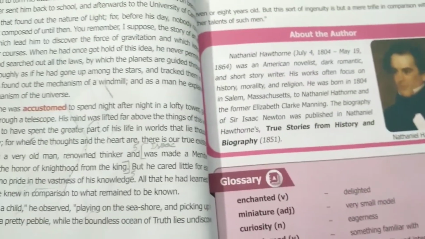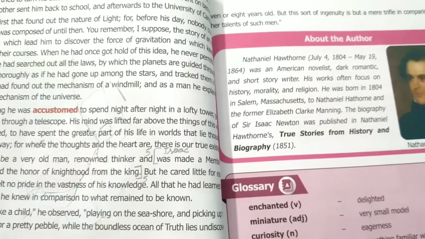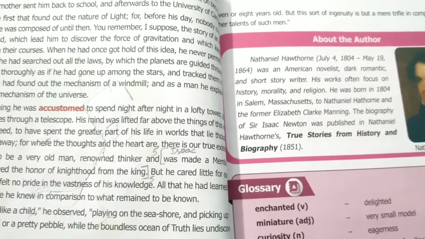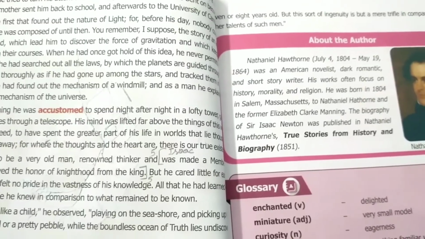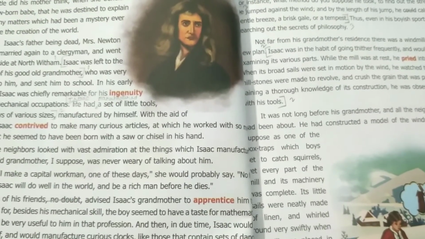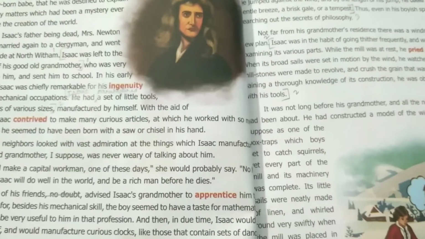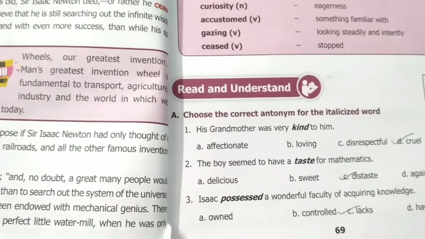In this lesson, this prose, what they have given is about Isaac Newton: when he was in childhood he was with his grandmother. So while he was with his grandmother, what inventions did he come across? When he was along with his grandmother, what are all the incidents that took place is given in this lesson. Now let us see the book evaluation.